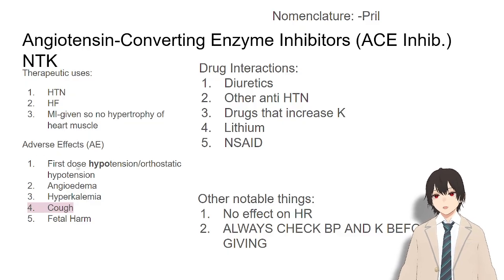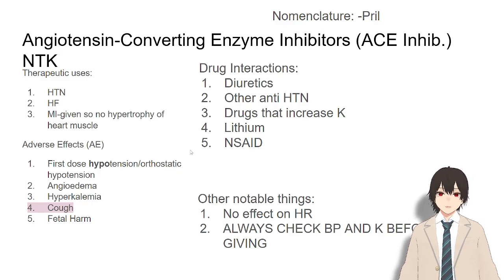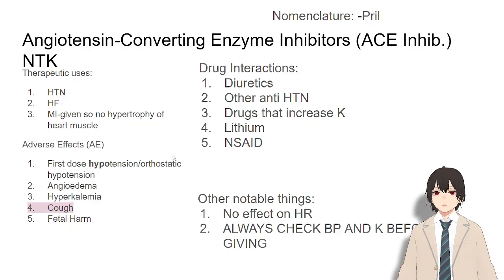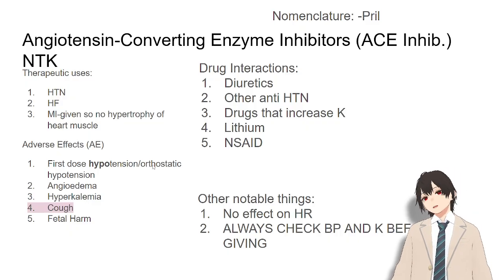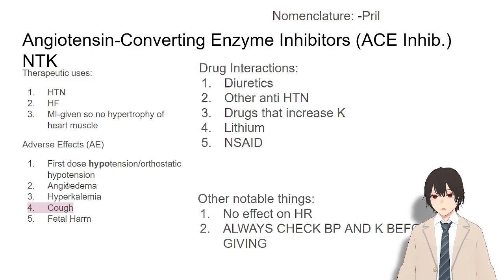Adverse effects, there's several, but one of the big ones, in my opinion, are the first dose hypotension and orthostatic hypotension, right? That change in systolic or diastolic blood pressure by 20 or 10 millimeters of mercury. This is something you need to watch out for, right? Because you don't want to bottom out your patient. Angioedema, the swelling, the facial swelling, and the allergic reaction, basically. This is life-threatening. You want to watch out for this.